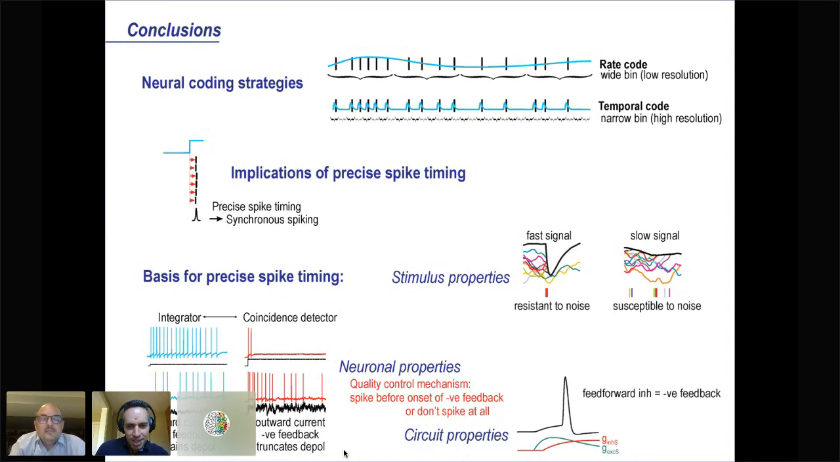That's good. A question from Taha. Is the change between the integrator and coincidence detector modes happening in a phasic manner for the pyramidal cells?